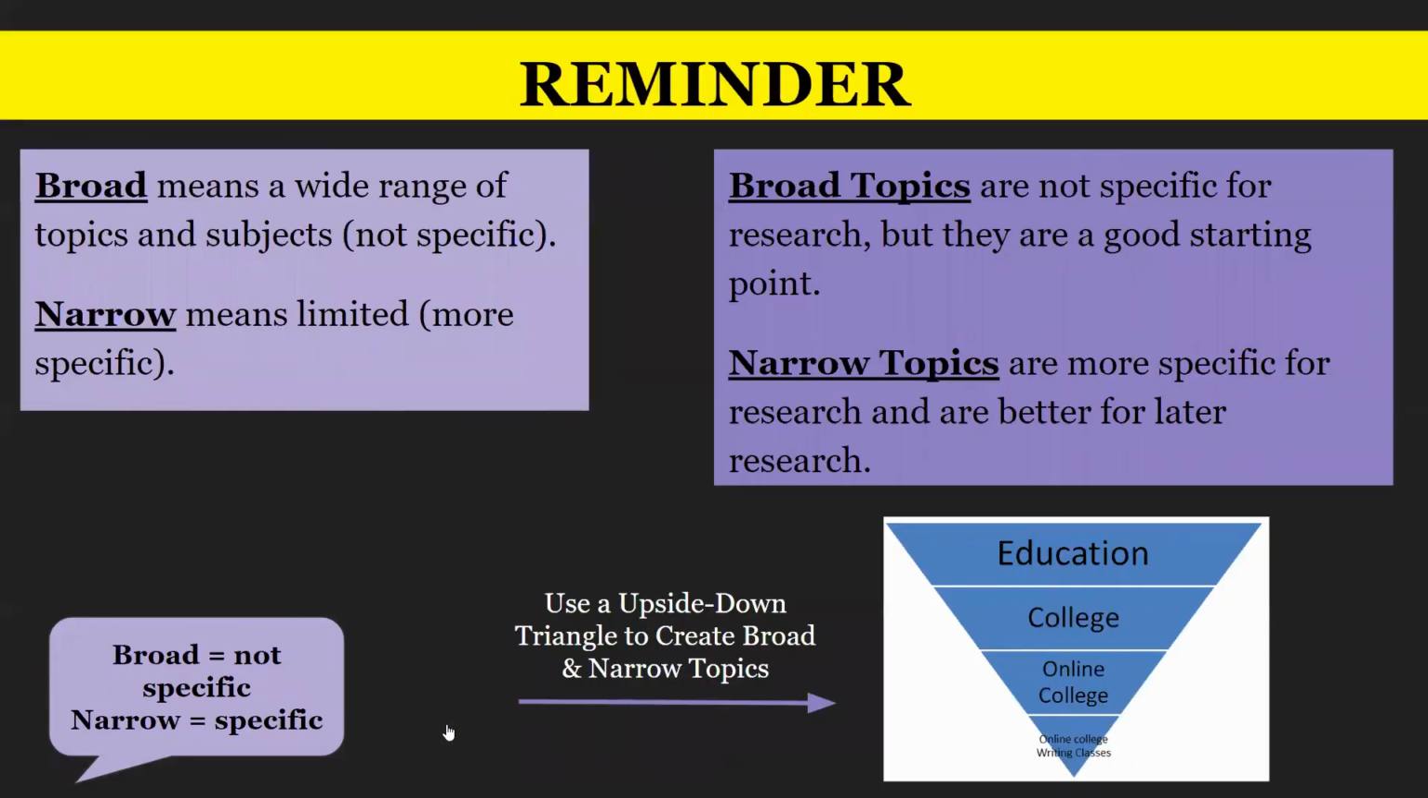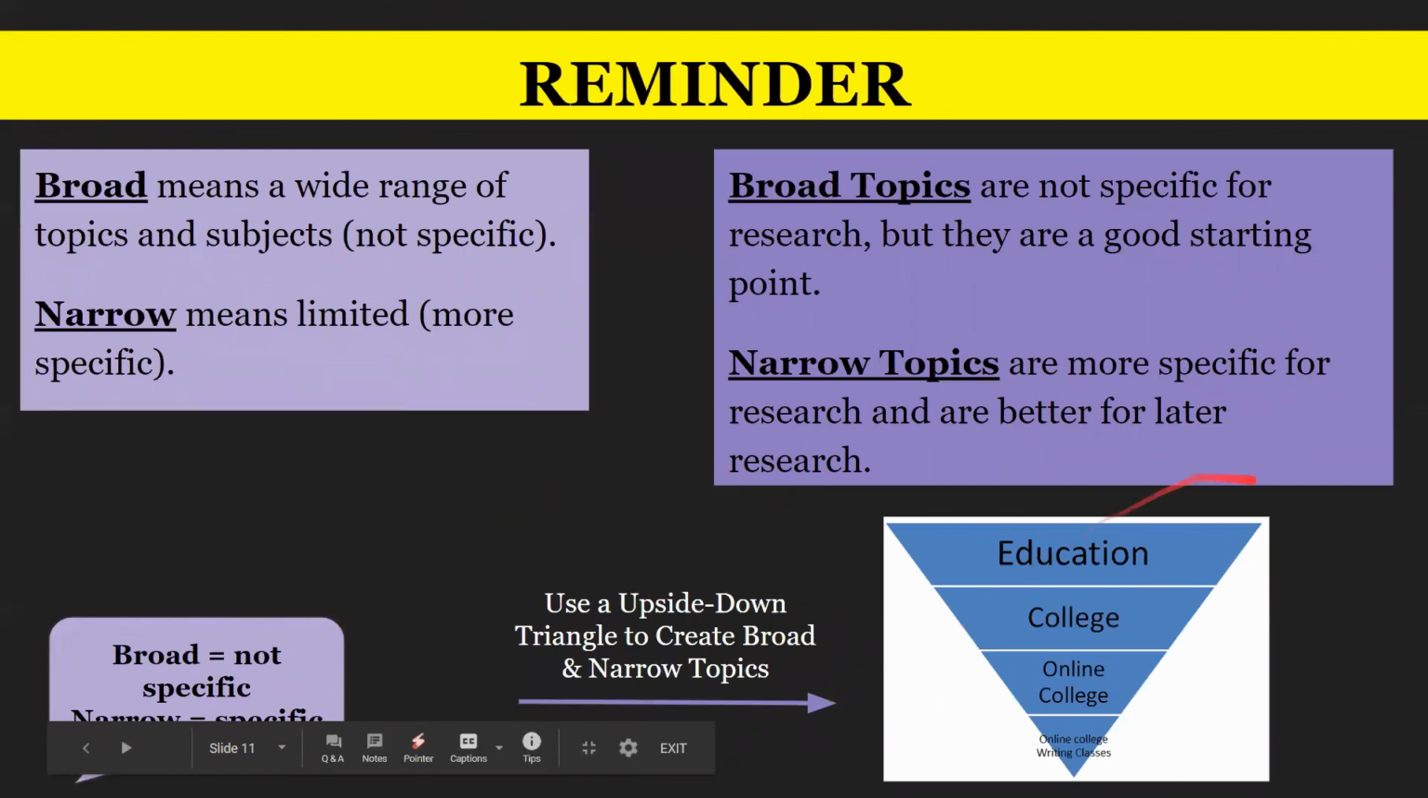Okay, so as a reminder, broad means a wide range of topics and subjects. So this is not specific. And narrow means limited, which means more specific. And broad topics are not specific for research, but they are a good starting point, while narrow topics are more specific for research and are better for later research. So broad is not specific, narrow is specific.